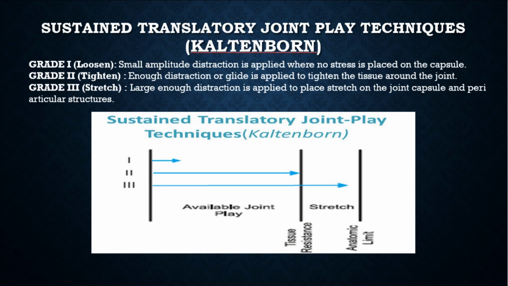Sustained translatory joint play techniques are also known as Kaltenborn grading. Basically, there are 3 grades. Grade 1, also known as loosen. In this grade, small amplitude distraction is applied where no stress is placed on the capsule. Grade 2, also known as tighten. In this grade, enough distraction or glide is applied to tighten the tissue around the joint. Grade 3, also known as stretch. In this grade, large enough distraction is applied to place stretch on the joint capsule and periarticular structures.